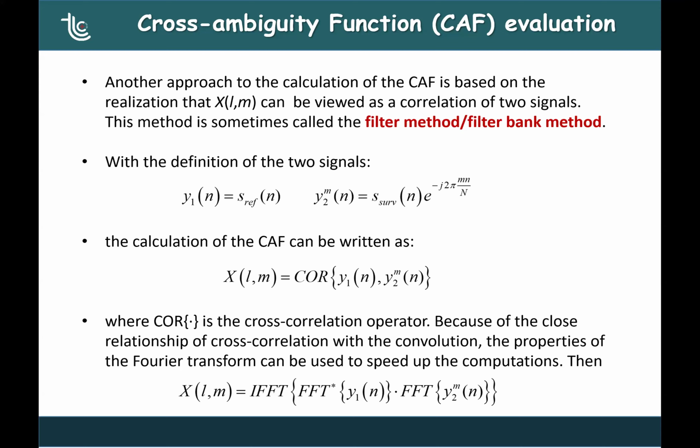And then once we do this product, we are in the frequency domain, then we invert. So we go back to the time domain through the inverse of the FFT, and then we can calculate X, so the ambiguity function.